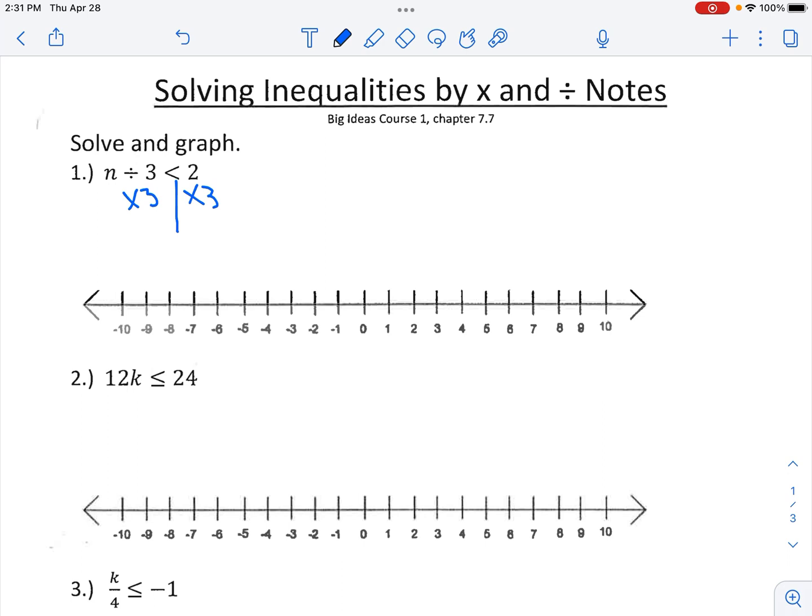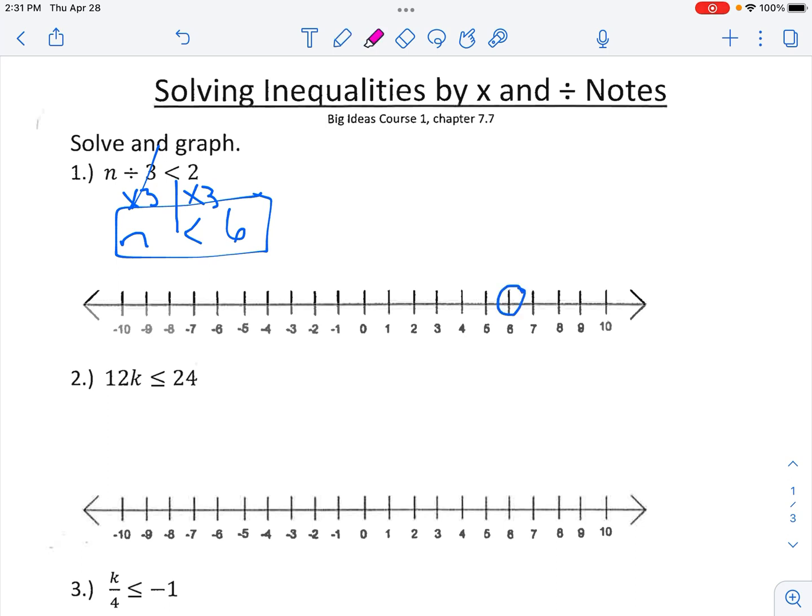Dividing by 3 and times 3 cancels, so we still have n is less than. If we look on the right side, we have 2 times 3, and that is 6. So our solution is n is less than 6. Now we're going to graph it. We're going to put an open circle at 6.